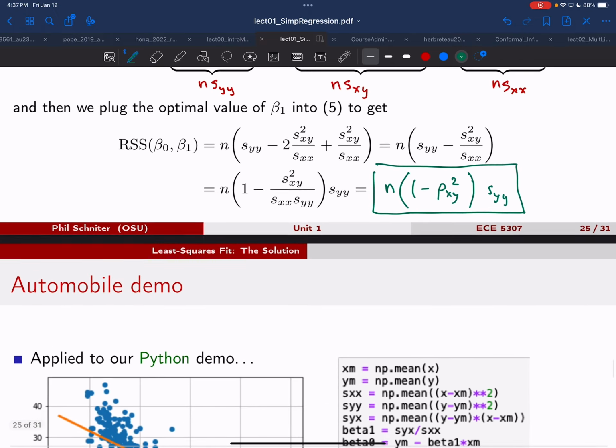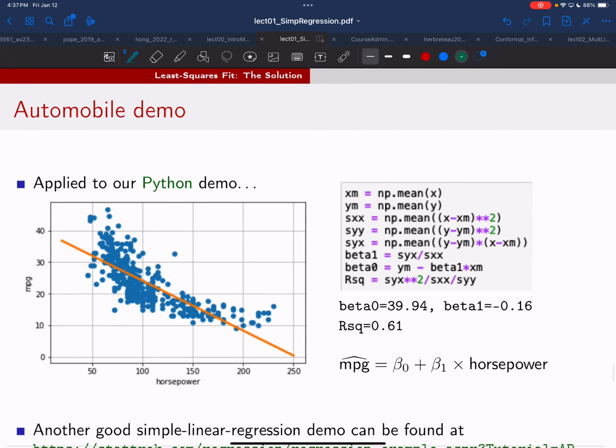Okay, so let's bring this back to our demo. One of the things we can do is try to predict miles per gallon using horsepower. This is the scatter plot we had for the horsepower and miles per gallon pairs. And this is the code we would use to execute the different things we derived in the last few slides. We can compute the mean of x, the mean of y, the variance of x, the variance of y. Here is our covariance. And then finally, these equations are quite simple, right? Beta 1 is just the covariance divided by the variance.